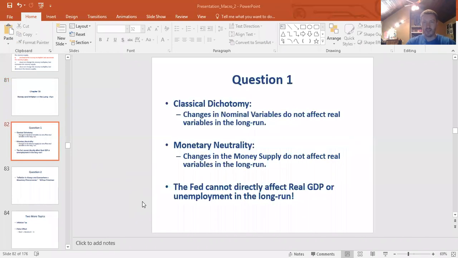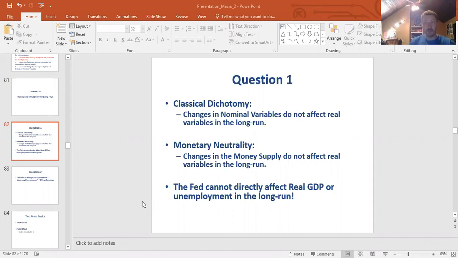So let me go to screen share. I'll share my presentation. Chapter 30. So we have two questions. You see the questions in my notes. The first question, how does growth in the money supply affect real GDP, unemployment, and other real variables in the long run?